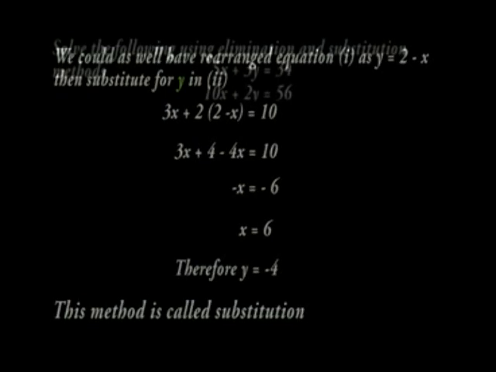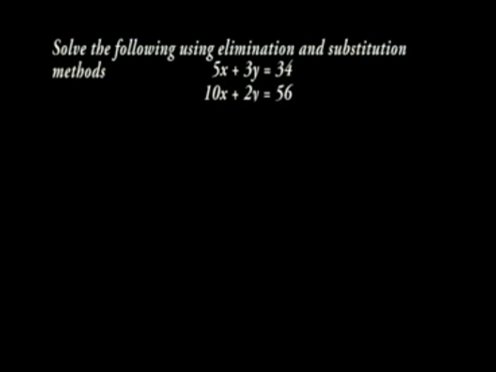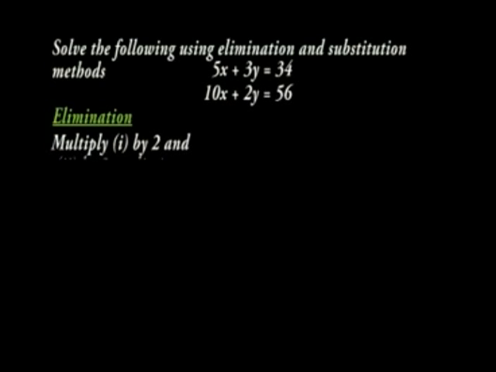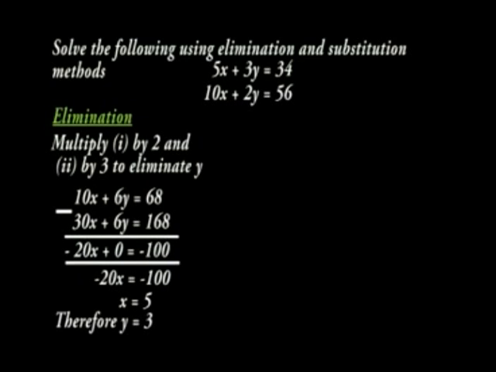For example, solve the following using elimination and substitution. 5x plus 3y equals 34, 10x plus 2y equals 56. Elimination: multiply equation 1 by 2 and equation 2 by 3 to eliminate y. We do that, and we find x equal to 5 and y equal to 3.